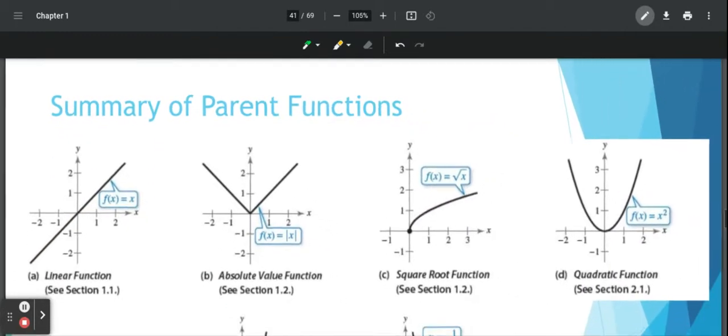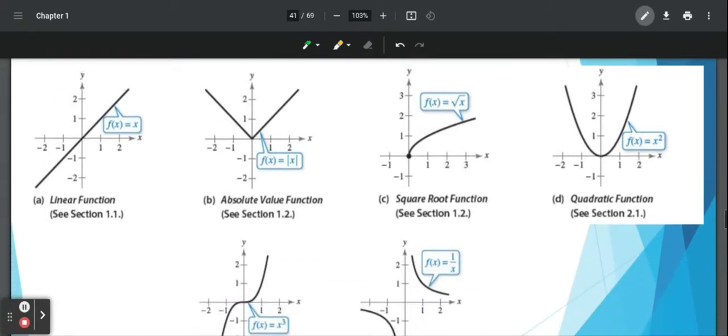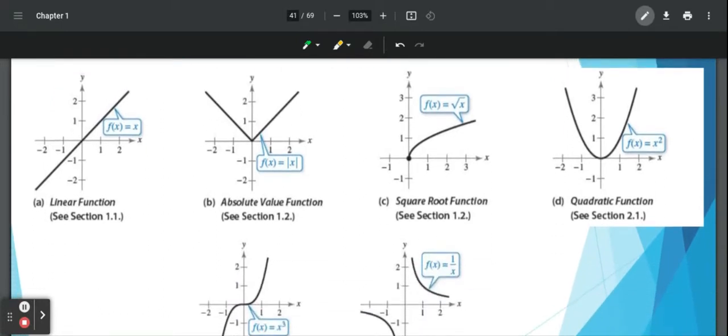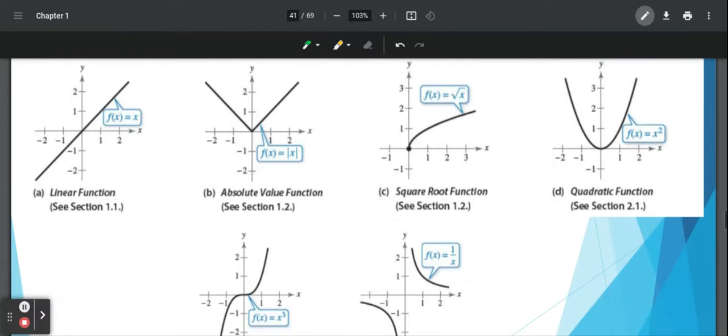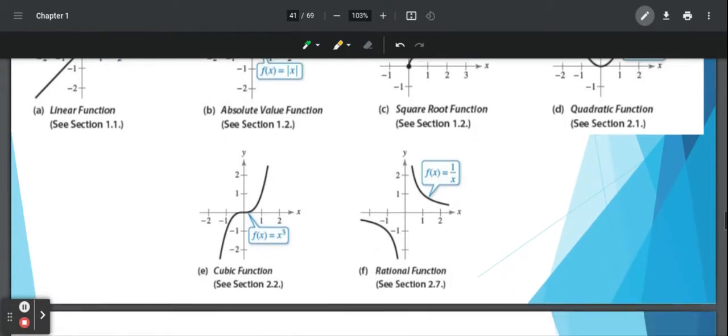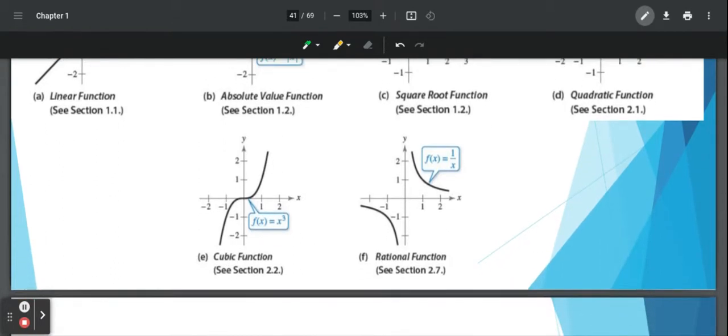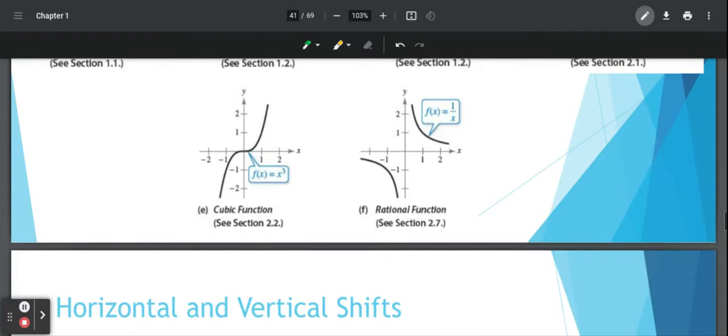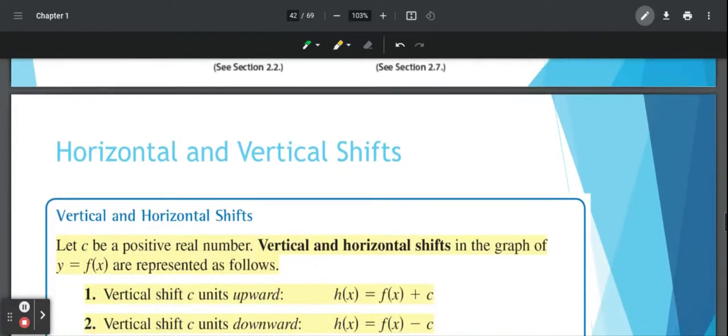So that non-rigid might be some new vocab, but I think you'll find that it's actually something that you've already talked about before. So, kind of your summary of some parent functions. Remember, your linear function is just that y equals x. You have your absolute value, your square root, your quadratic, your x squared, your cubic, which is your x cubed, and then your rational function, which is that 1 over x.